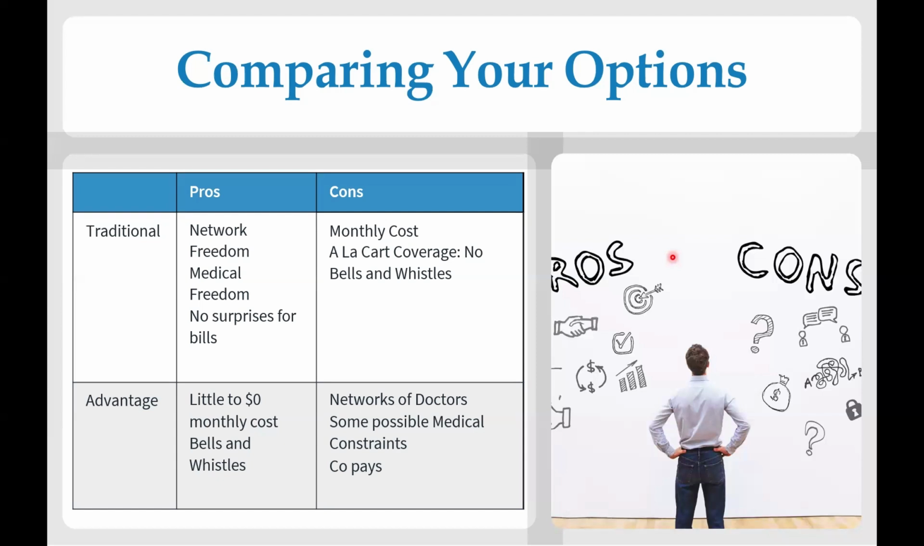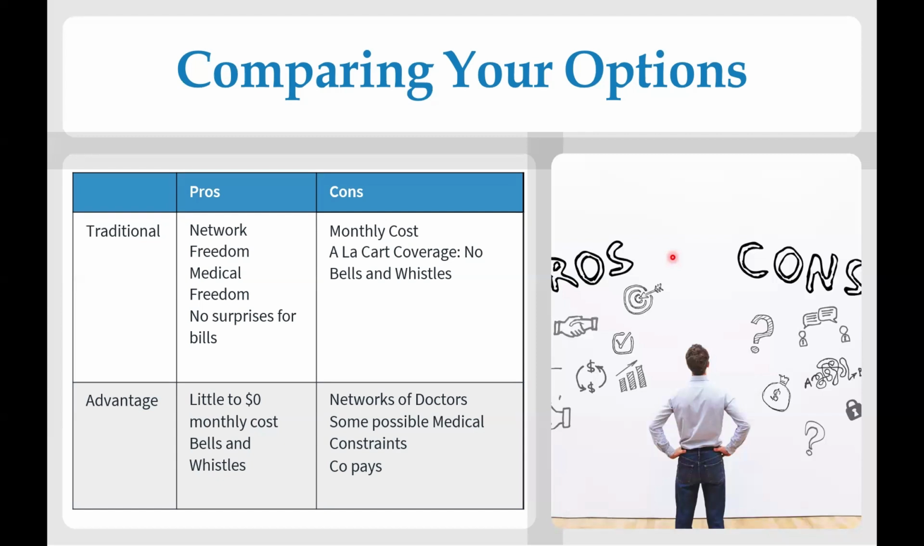Advantage plans, the pros are the low monthly premium. So you're just paying the Part B, typically not paying anything else on top of that for premium. So you're saving monthly in your budget. The bells and whistles are great. People love the fact that they have free dental coverage included or some vision coverage. They can go to the gym with Silver Sneakers. Those are all great benefits that are included in the Advantage plan.